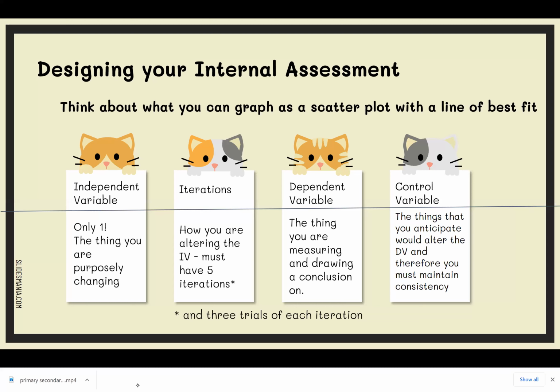So I'm going to say it one more time so we can all make sure we've got it written down and think about it when we're writing up our report. We do multiple trials of each iteration to make sure that we are reducing random error. By doing multiple trials, we are reducing random error.